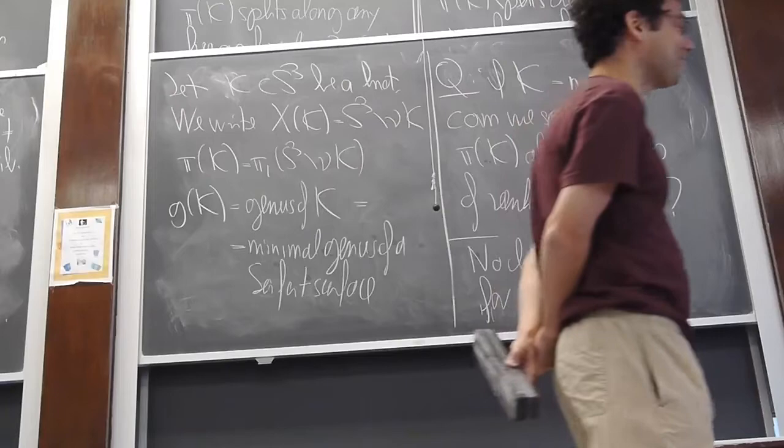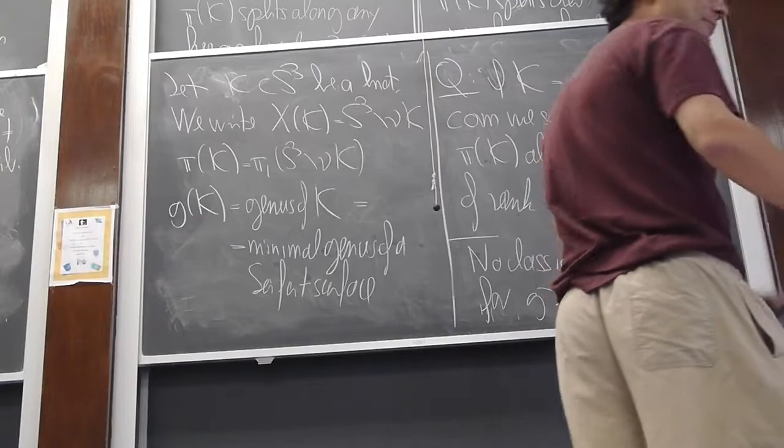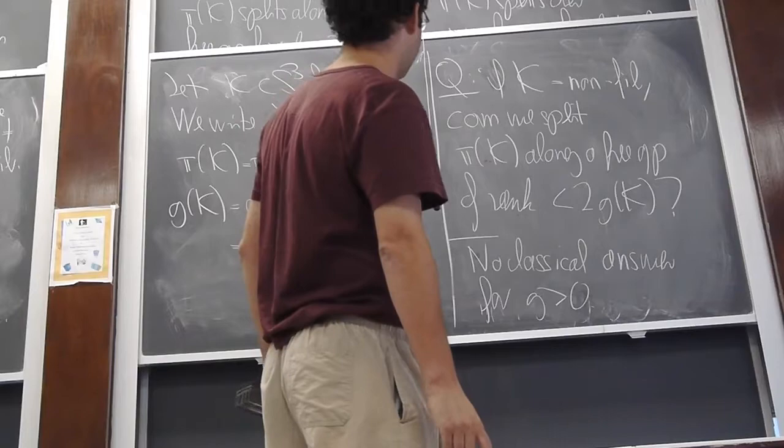Doesn't the degree of the Alexander polynomial give a lower bound for that? Yes. That's exactly what's coming next. Oh, I'm sorry. No, that's very good.